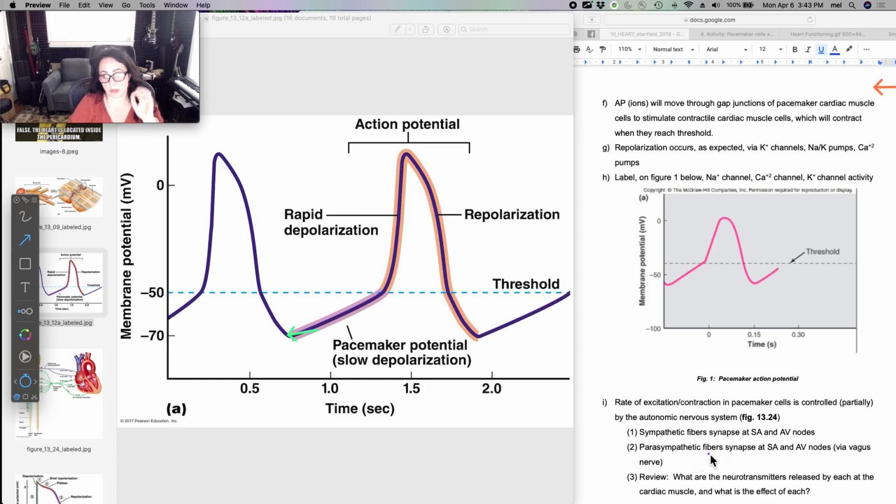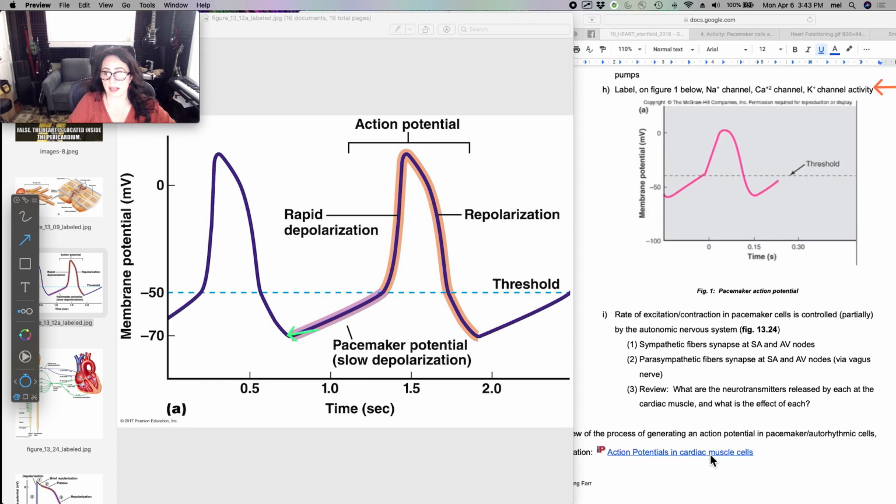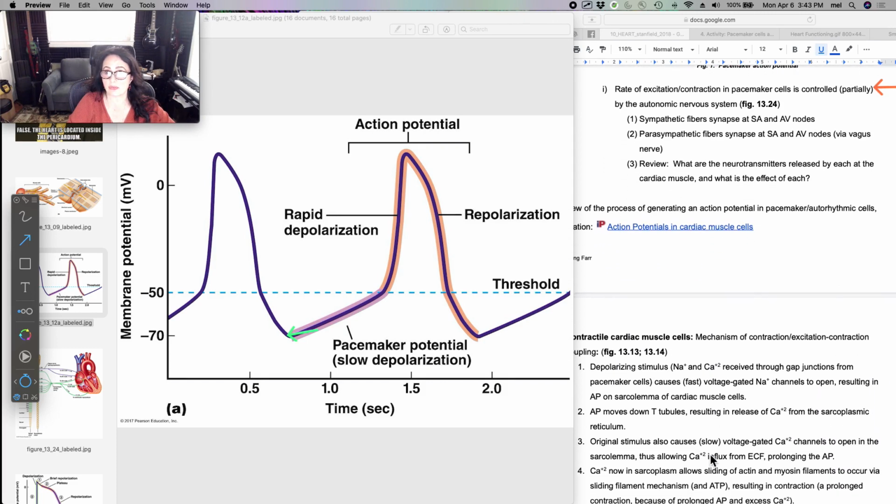What the nervous system does is, like I mentioned before, the metaphor that I like to use is that the SA node starts the car, but the nervous system can either put the gas on with the sympathetic nervous system or the brakes on with the parasympathetic nervous system. So let's see what that actually does.